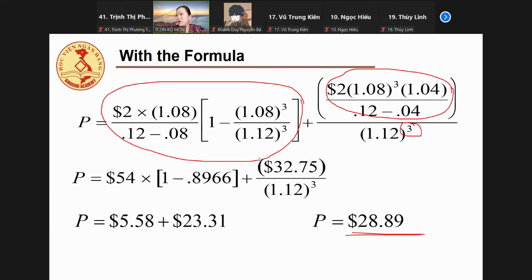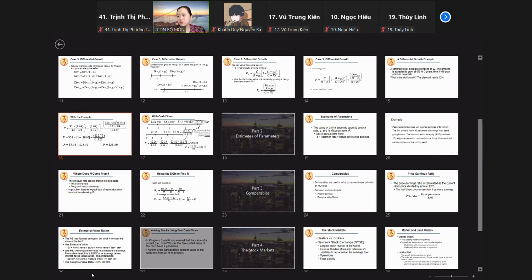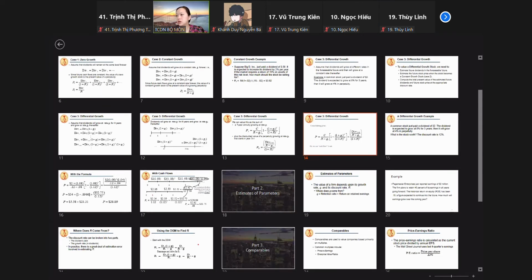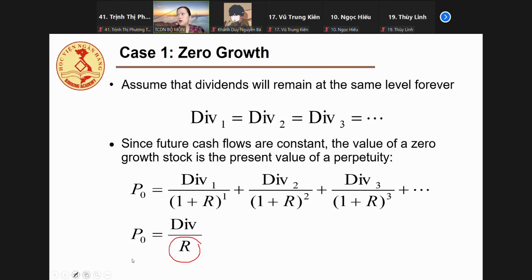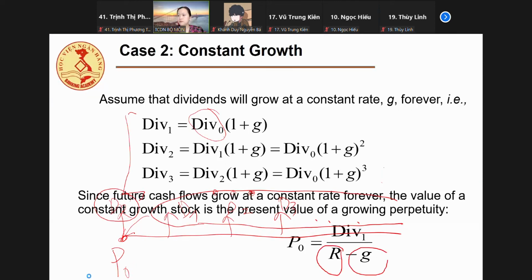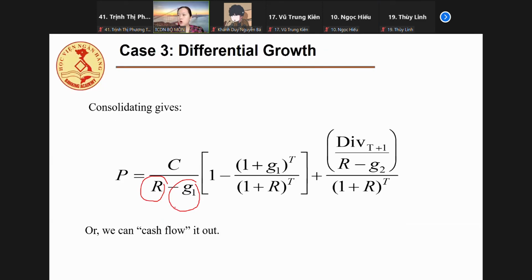We already spent so much time on this part. Now let's talk about the parameters. As I told you at the very beginning, we need to know our discount rate and our growth rate for every formula. Even in the first case, we need the discount rate. For the constant growth rate case, we also need the discount rate R and the growth rate G. For the differential growth, we need these numbers as well. So we call all of these numbers the parameters of our model.